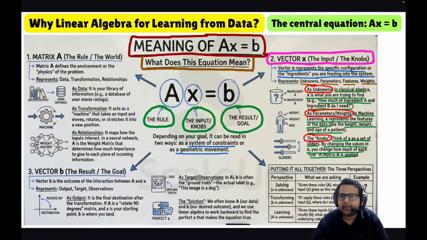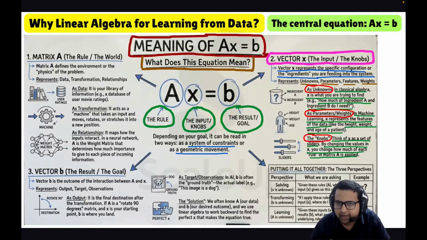By changing the values in x, vector x is acting like a knob, a filter. By changing the values in x, you can change how much of each rule in matrix A is applied. So this is the importance of vector x.